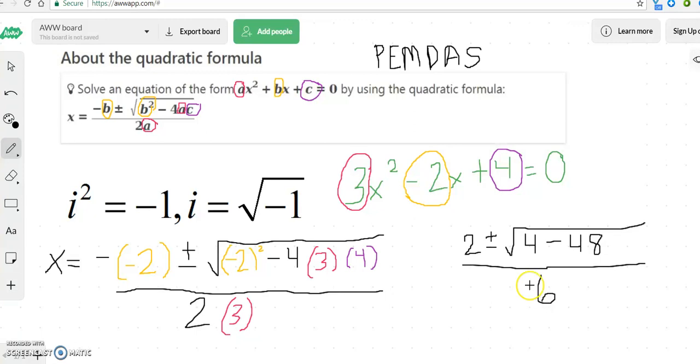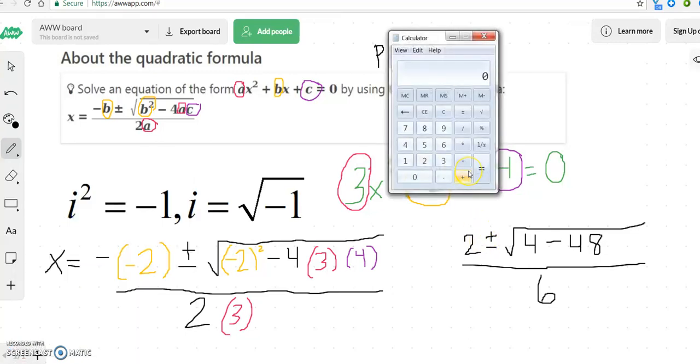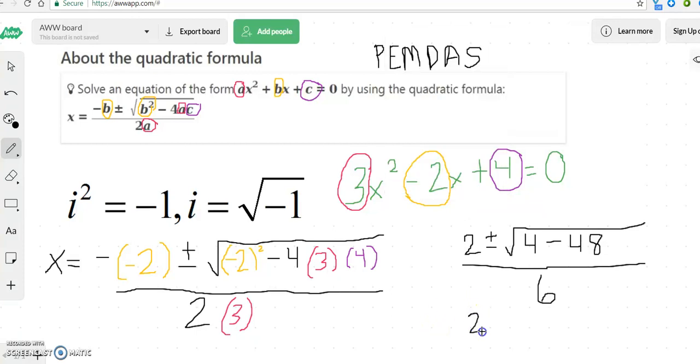Now we're going to keep on moving with our please excuse my dear Aunt Sally, and we're going to take 48 away from the 4. 4 minus 48 gives us a -44. And this is where our problem is really going to come in, okay? So we've got a 2 plus or minus the square root of -44 divided by 6, okay? Now what we're going to have to do with this, I'm going to take it to the other whiteboard so that you can see what happens here, okay?